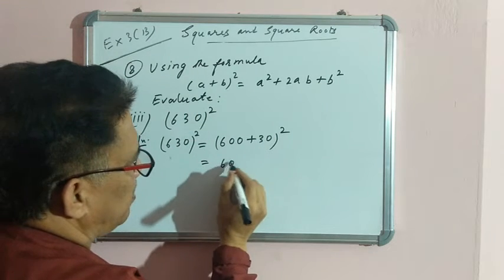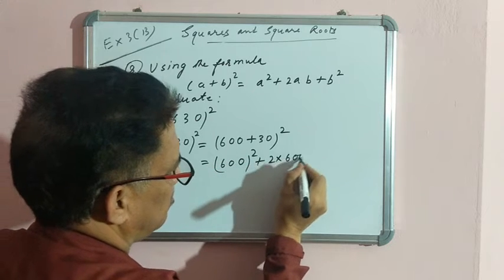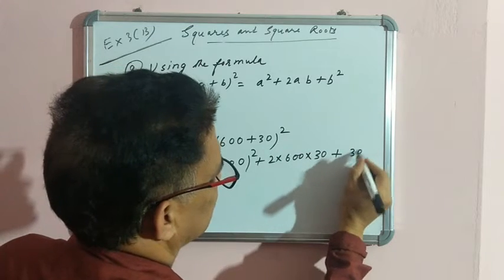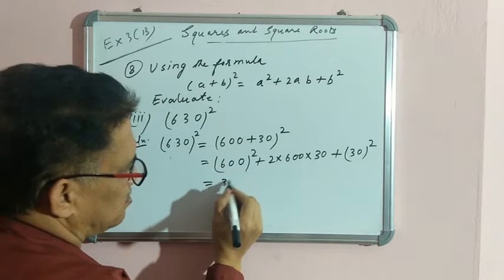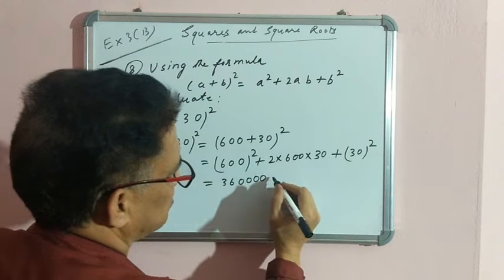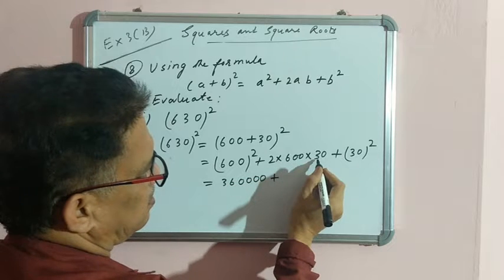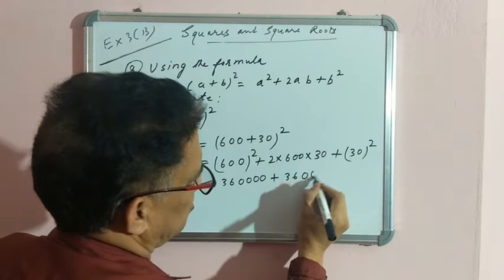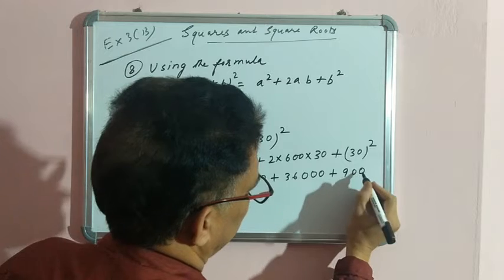Now a square plus 2ab plus b square. Now we will solve it. 36, then 4 zeros will be there, after squaring 600. Here we are getting 6 is 18, 18 twos are 36, and then 3 zeros will be there. And this is 30 square, that is 900.